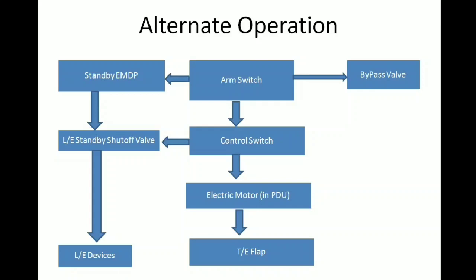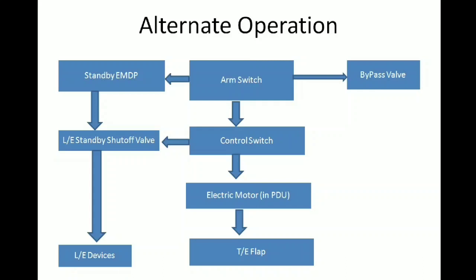This slide shows how the alternate operation is done. For this, we have to put the alternate flap arm switch to arm position by lifting the red guard. The switch is at the center top position. When you do this, the electrical power goes to the control switch. The bypass valve goes to bypass position so that the hydraulic motor of PDU is isolated. And the standby EMDP starts to operate.